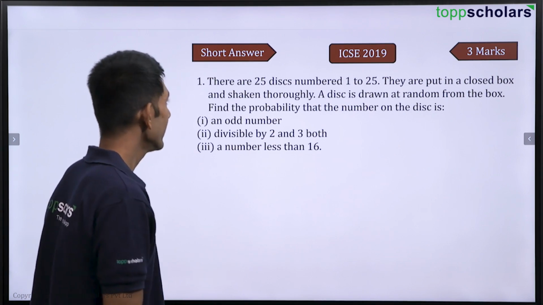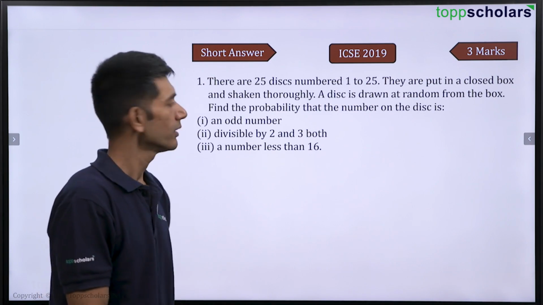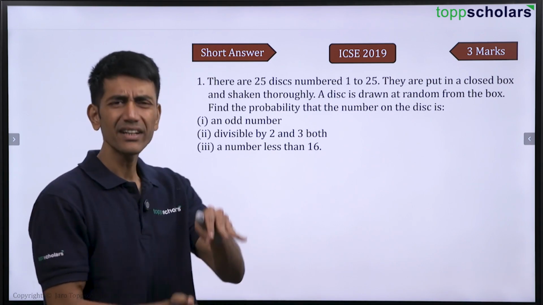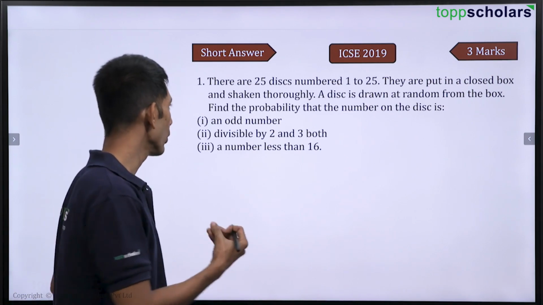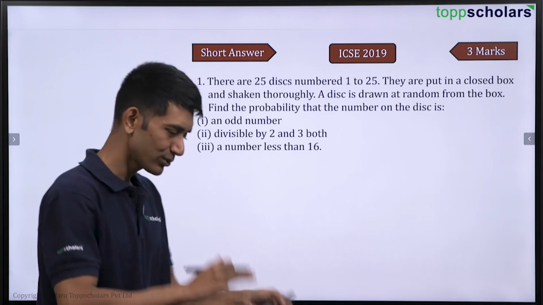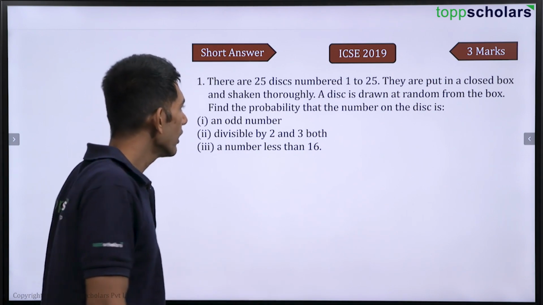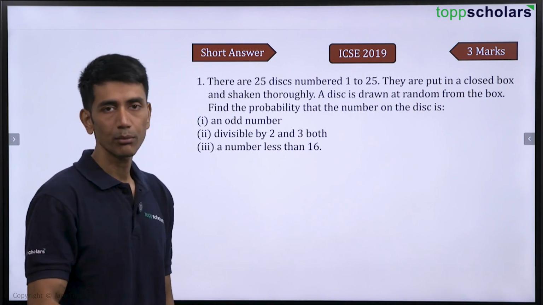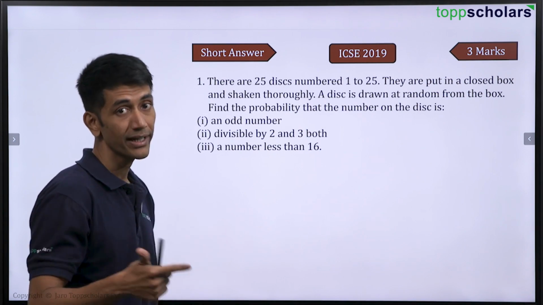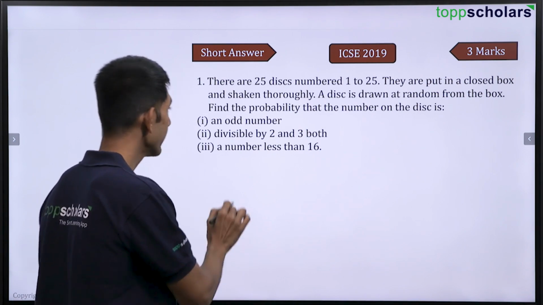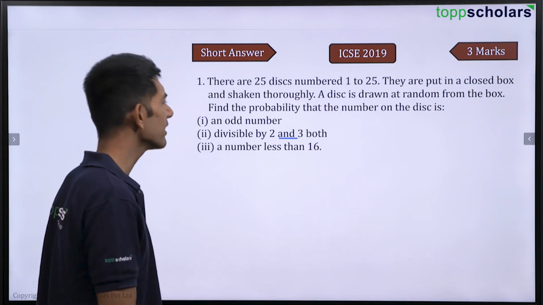It says there are 25 discs numbered 1 to 25. Okay, there are different discs, they are numbered from 1 to 25. That's fine. They are put in a closed box and shaken thoroughly. So they are shuffling it. A disc is drawn at random from the box. Find the probability that the number on the disc is an odd number, divisible by 2 and 3 both, and a number less than 16.